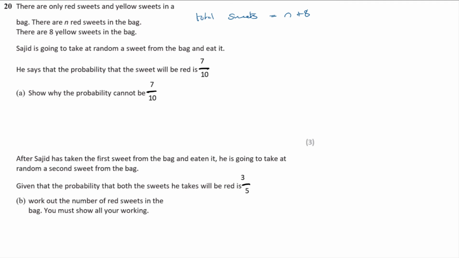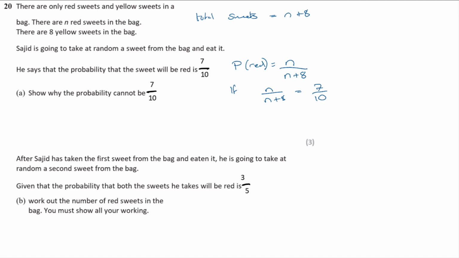Sajid is going to take a sweet at random. He says the probability to get a red sweet is 7 out of 10. Well, if that is true, then the probability of red, that's going to be our n red sweets, successful outcomes, divided by total outcomes, n plus 8. Now, can you make n over n plus 8 into 7 over 10? I do not believe so. If n over n plus 8 is equal to 7 over 10, can that be true?